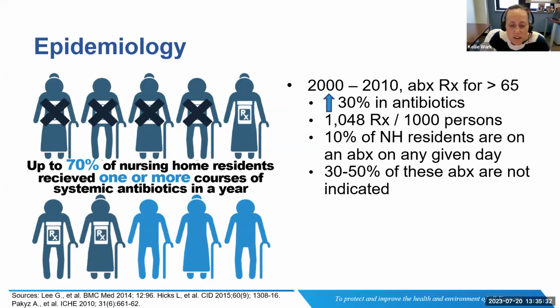And you can see here from the little graphic, 70% of people in nursing homes are getting antibiotics, but anywhere from 30 to 50% of those are not indicated.